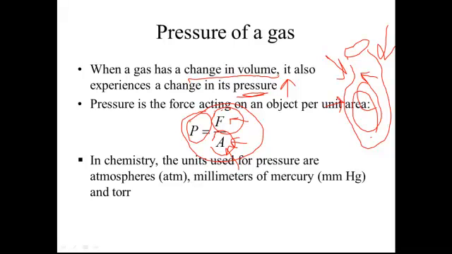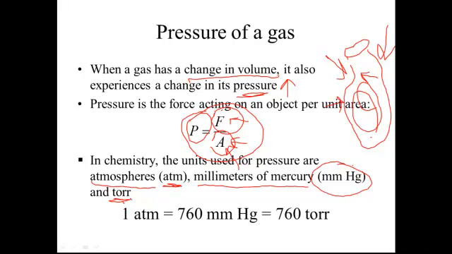Now in chemistry, there's 3 different units that we're going to learn in terms of pressure. One of them is called atmospheres. The abbreviation for that is ATM. ATM does not stand for atom. Anytime you see the letters ATM together, that is a unit of pressure, which is referred to as atmospheres. There's also a unit called millimeters of mercury, and the abbreviation for that is mm Hg, mm is millimeters, and Hg is obviously the symbol for mercury. And then also torr. We're going to see all 3 of these here in just a second.